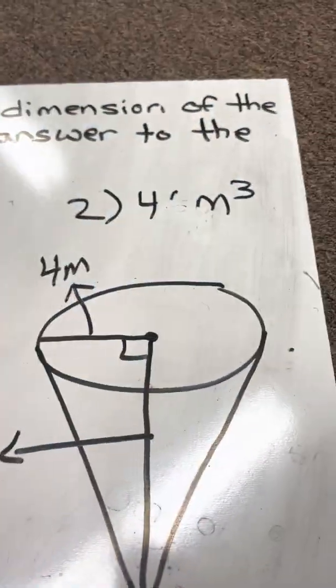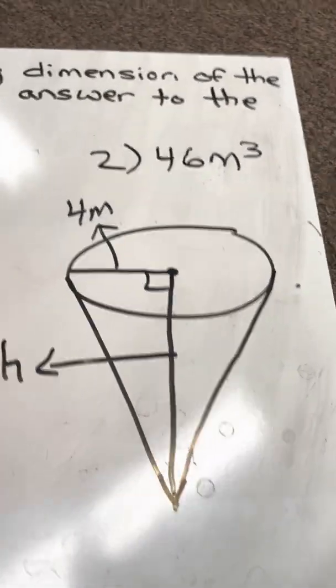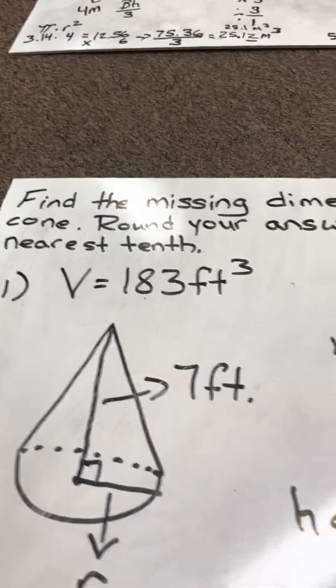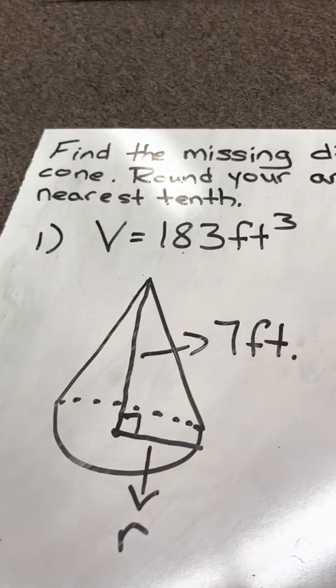All right, let's bring up the second one here. And we got number 46. All right, so find the missing dimension of the cone. Round your answer to the nearest tenth.